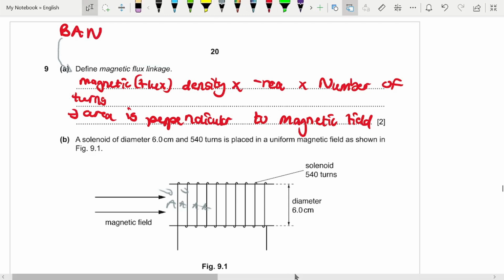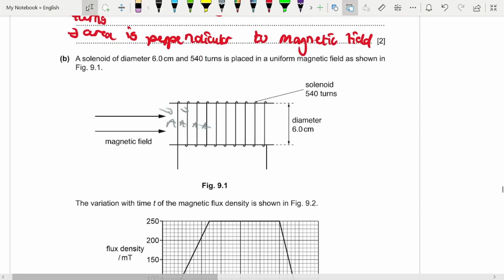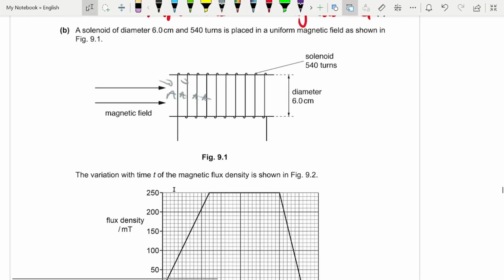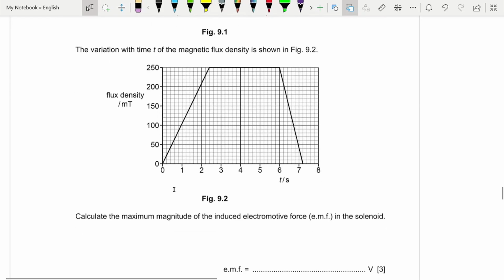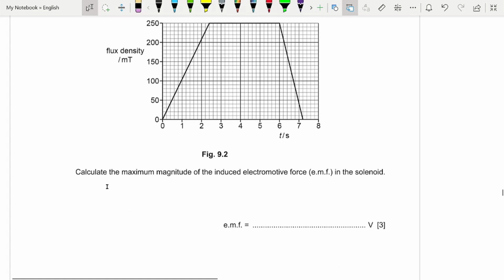Okay, let's move on. A solenoid of diameter 6 centimeters and 540 turns is placed in a uniform magnetic field as shown. The variation with time of the magnetic flux density is shown in that figure. Calculate the maximum amount of induced EMF in the solenoid. What we're going to use is a little bit tricky to wrap your head around, but it's Faraday's law.